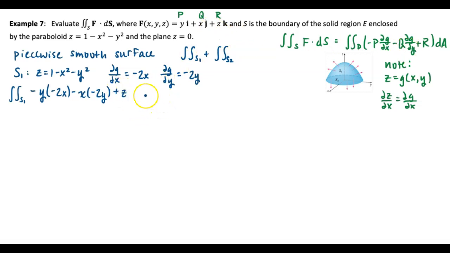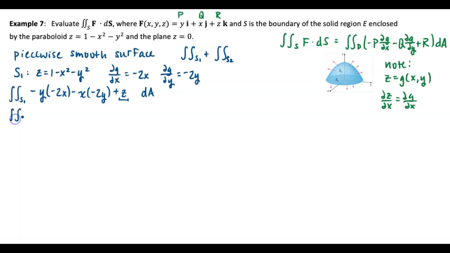Because this is our plus r, over this area. All right, now a few more things we have to do. This z is kind of a problem because we only want this to be a function of two variables, because we've got two integrals. And so I can rewrite this z as, I'm given that it's 1 minus x squared minus y squared.